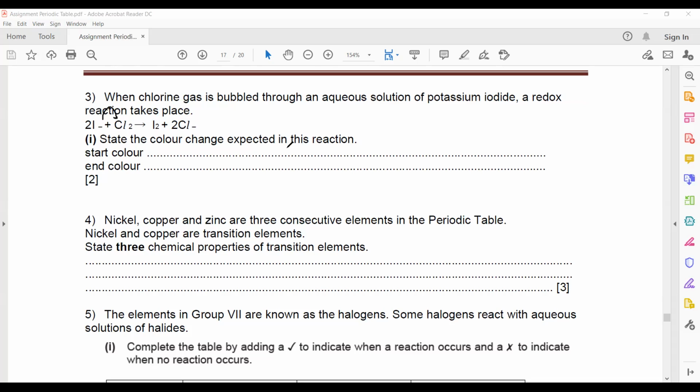State the color change expected in this reaction. So what will be the starting color? Because we have a solution of potassium iodide, the starting color is colorless. Why colorless? It's iodide ion, or potassium iodide solution. If it was iodine molecule, then you would mention it, but the starting color will be colorless. It's a solution. As a result, iodine is formed in the solution. The end color will be yellow if it is dilute, and it will be brown.